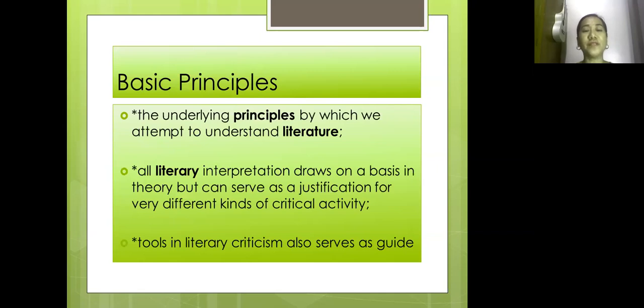And then we have the basic principles. For literature, there are a lot of literatures. We all know that literature has two basic types, the prose and the poetry. So basically, when you try to consider the guiding principles of this archetype of literature, you have to consider what kind of genre. So there are different principles in every genre, but I just wanted to take note of this one. The underlying principles by which we attempt to understand literature depend on what kind of literature you make.